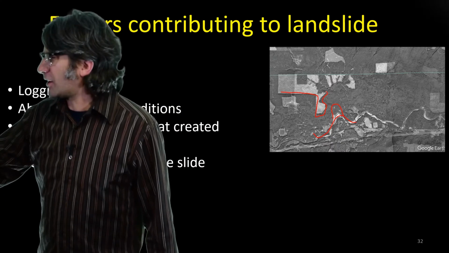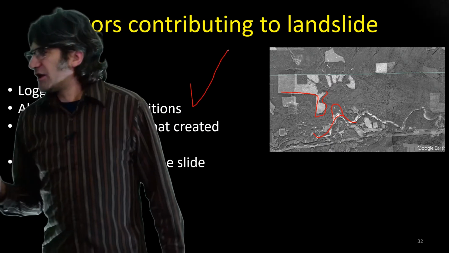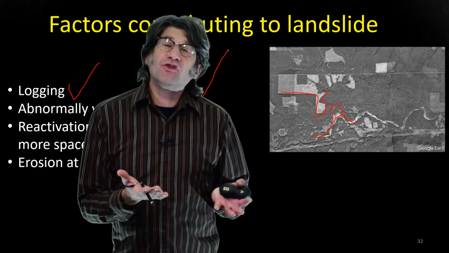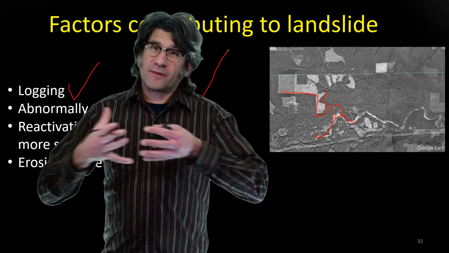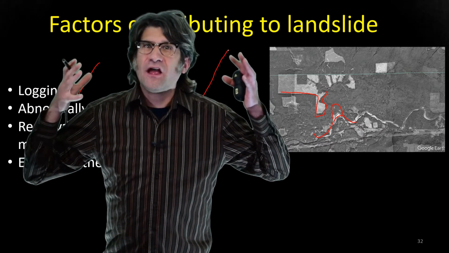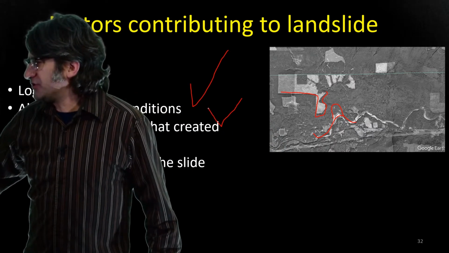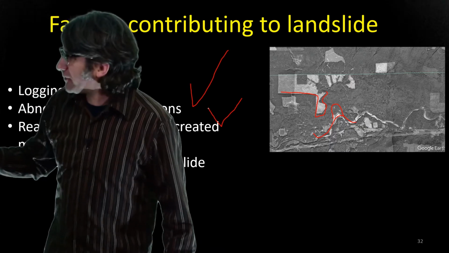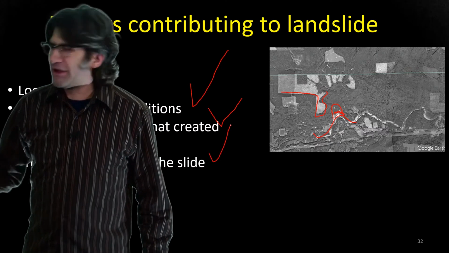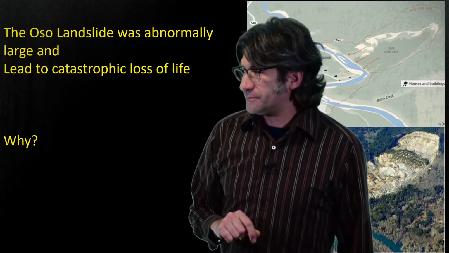So we've got our logging, check. We've got abnormally wet conditions, check. Another really important point is the fact that this thing had remobilized in 2006, and so that allowed there to be larger pore spaces and just more void spaces for water to pack into this thing. You're able to get more water in, check. Okay, and then potentially this was right along the base here, so erosion at the base of the slide could have been another contributing factor as well.